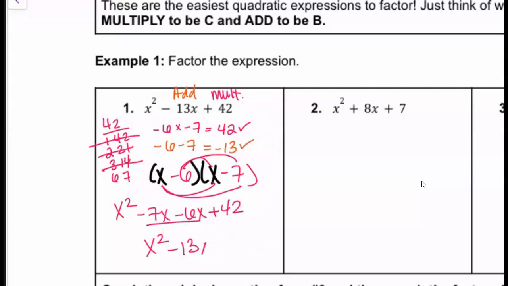But you actually don't need to do that. Go all the way back so that my answer looks neat.